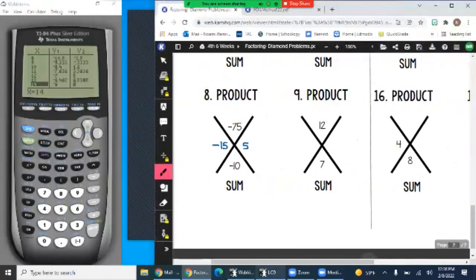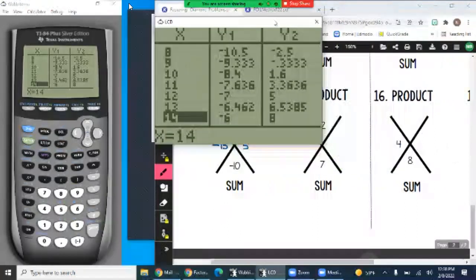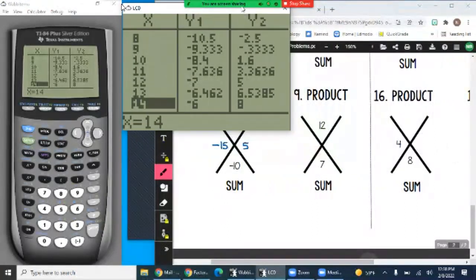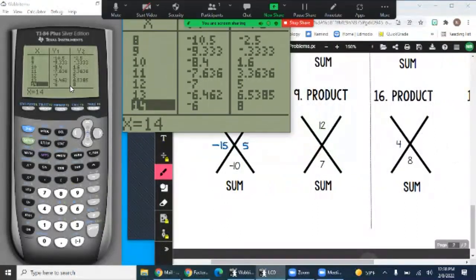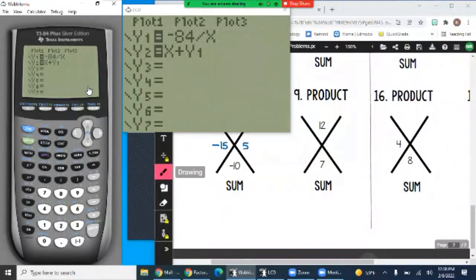All right. Talk me through it. What do I do? Joshua. What do I do? Go where? How do I do number 9? What do I do? Okay, what do I do in y equals? What do I need to change? What needs to stay the same?